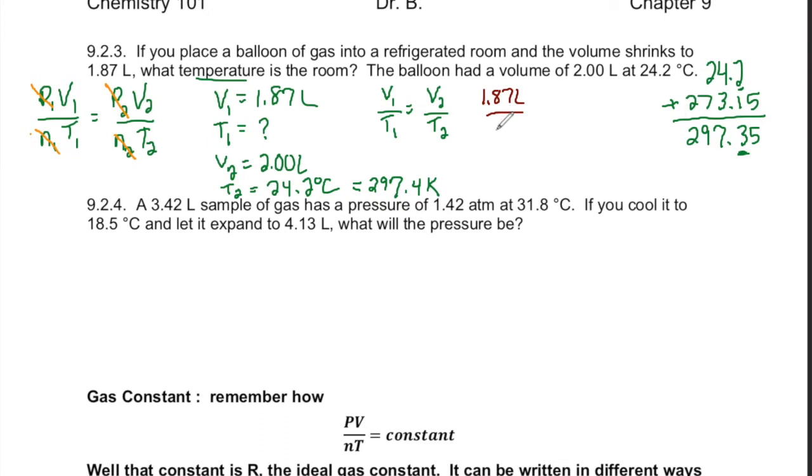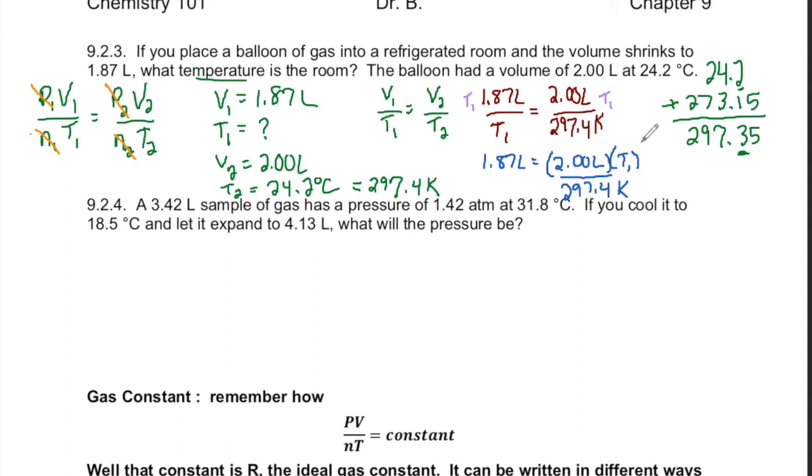Now I'll go ahead and insert the values. I'll just put T1 here because we don't know what that one is. All right, so we want to solve for T1, not 1 over T1. If we divide both sides of the equation by 1.87 liters, we will not get T1 alone. We will have 1 over T1 alone. So I'm going to get T1 in the numerator first by multiplying both sides of the equation by T1.